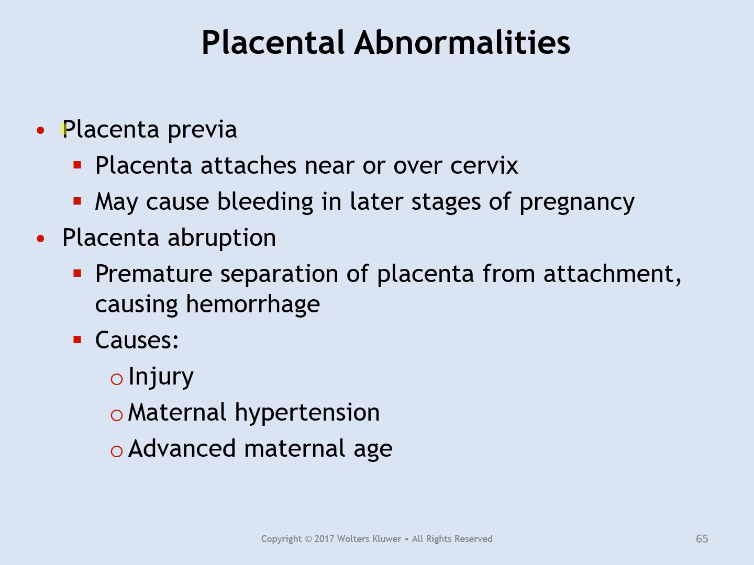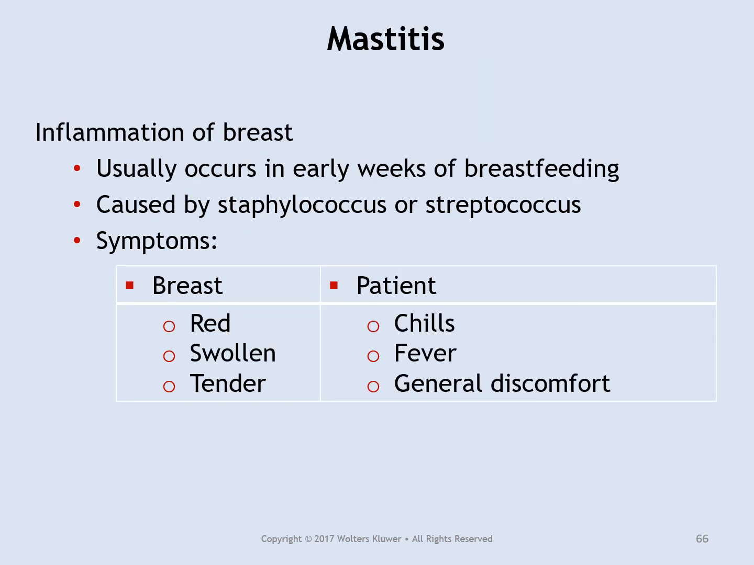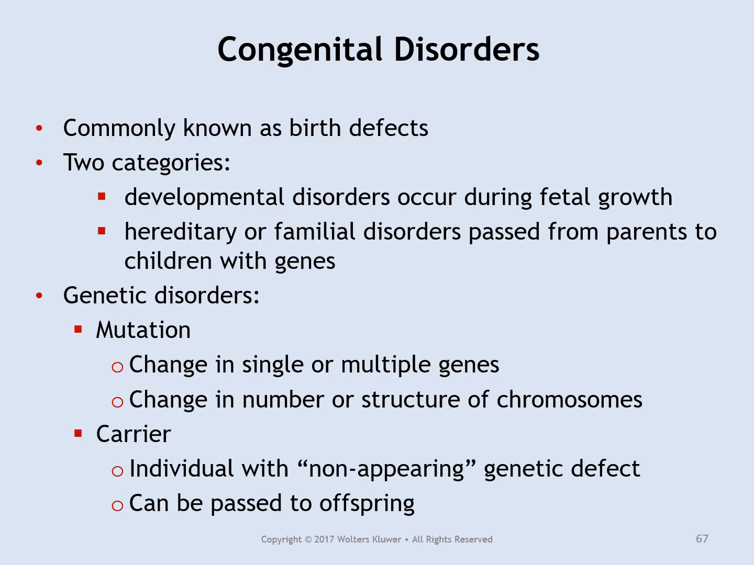You can have a placenta that is too close to the cervix and can cause bleeding because it can get ruptured if it's not properly positioned. Again, hemorrhaging if the placenta detaches from the uterus. And advanced age in the mother predisposes people to those conditions. The breast can get staph or strep infections and cause inflammation. It can be treated pretty easily with antibiotics.